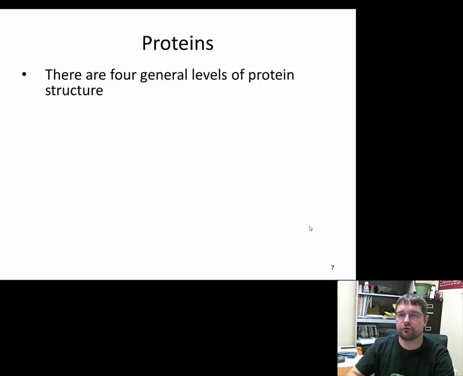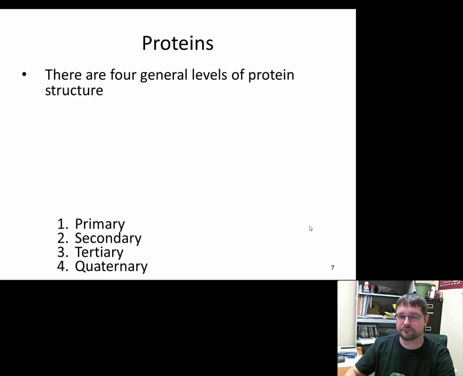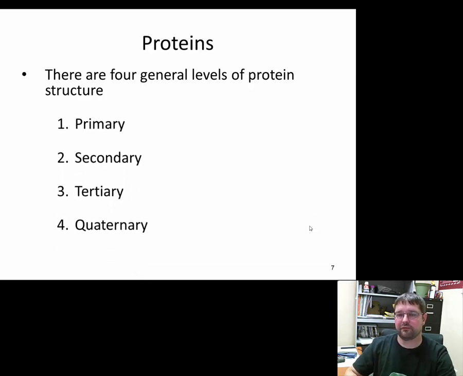Now there are 4 general levels of protein structure: the primary level, secondary level, tertiary level, and quaternary level. Now the primary level we already talked about. It's just amino acids linked together with peptide bonds between them. So it's a polypeptide chain. It's just long amino acids.